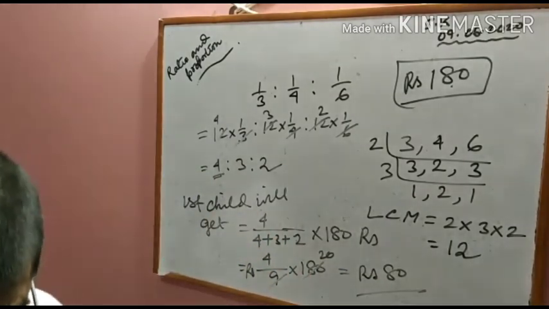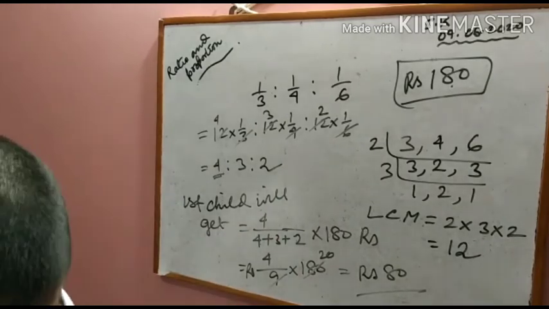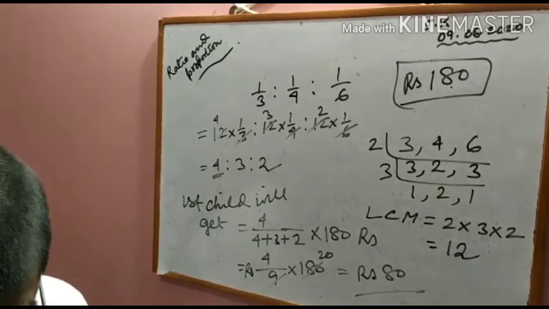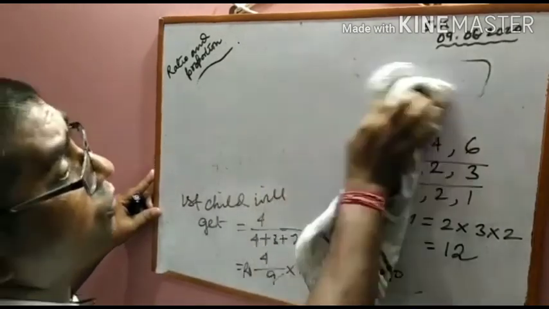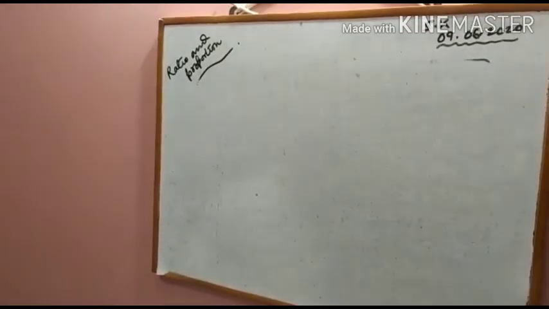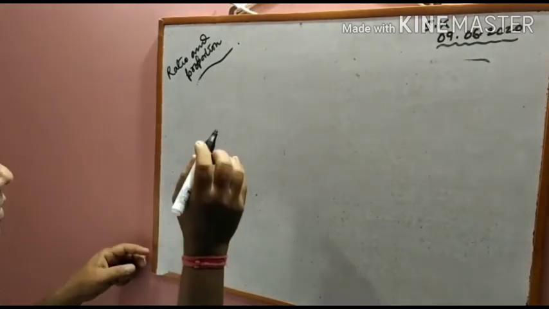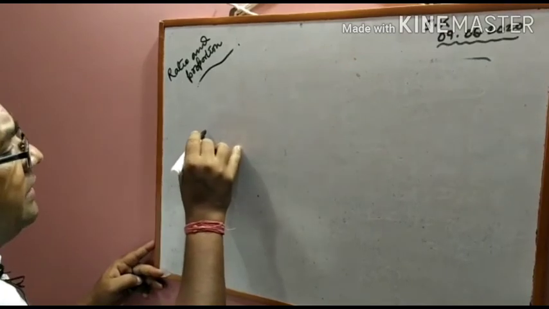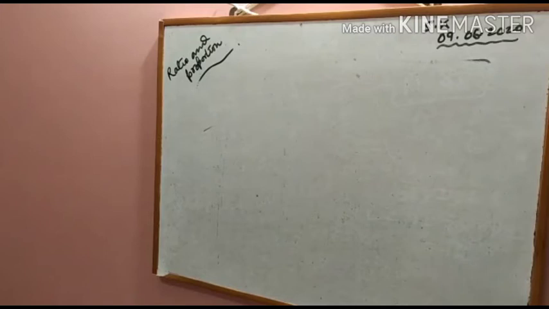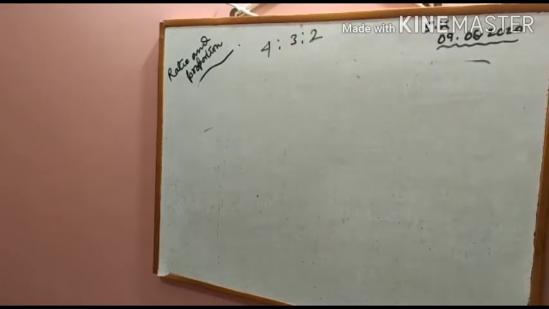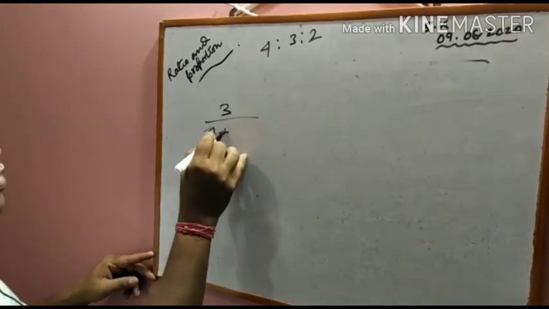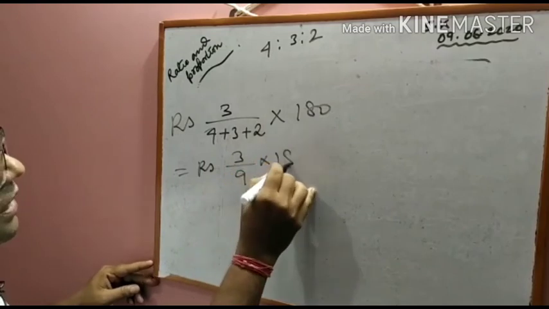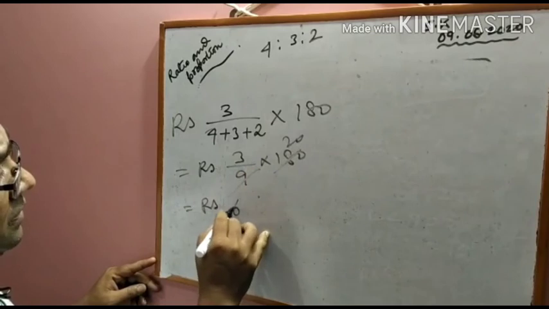Similarly, easily we can find out the share of the second child, that will be 3 by 9 into 180, that is, let's do it in whiteboard. The ratio is already there. So similarly, second child will get 3 by 4 plus 3 plus 2 into 180 rupees, that is rupees 3 by 9 into 180, that is rupees 60.